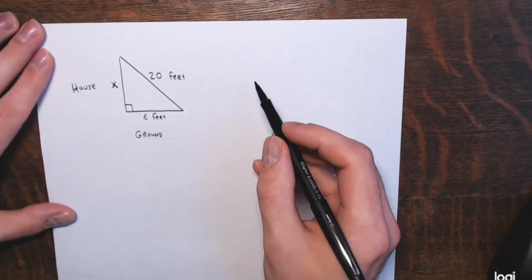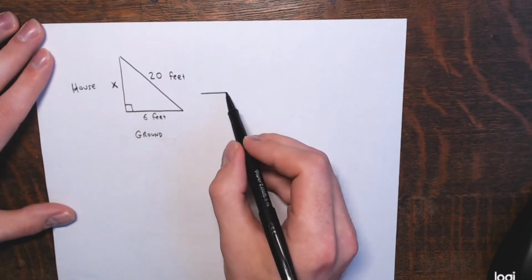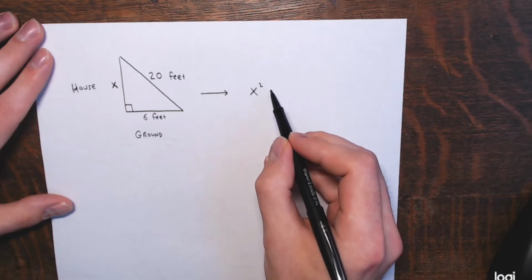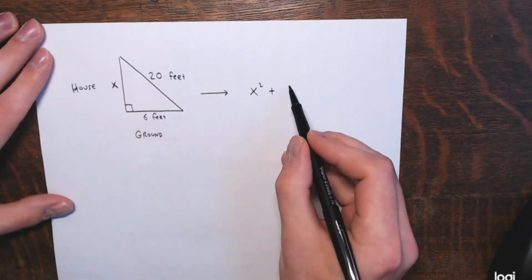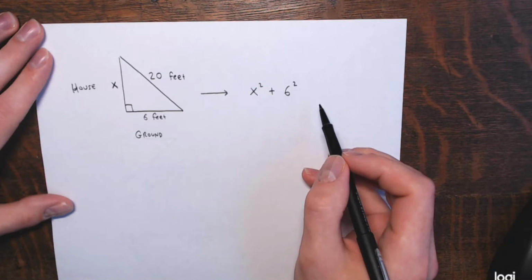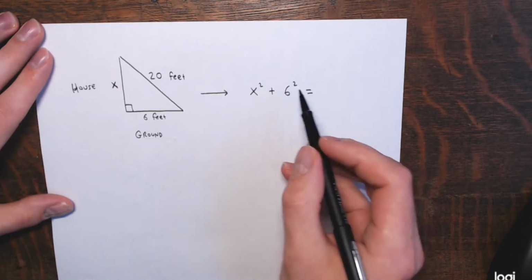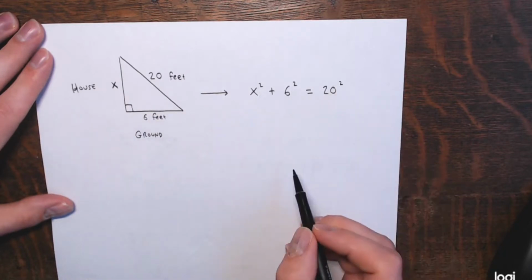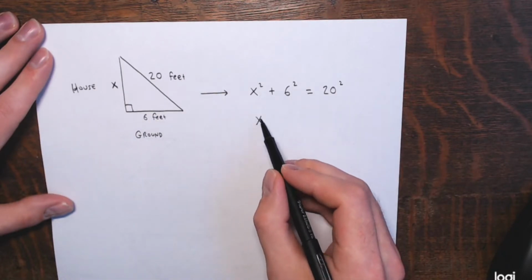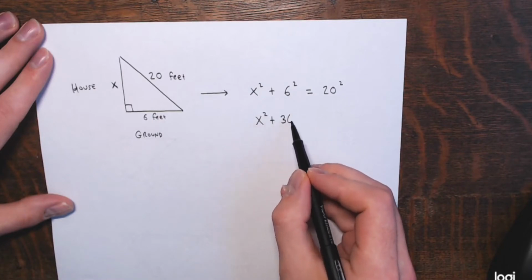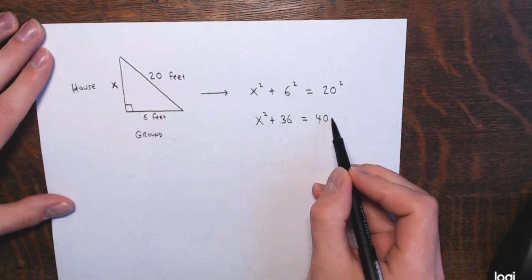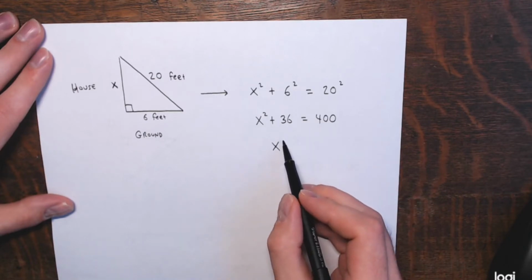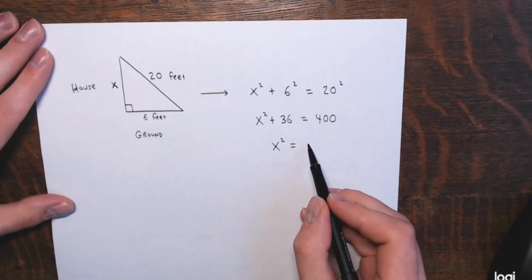So this is a right triangle, right? So by the Pythagorean theorem, x squared, one leg squared plus the other leg squared, x squared plus 6 squared equals, and then the hypotenuse, which would be the length of the ladder, 20 squared. So x squared plus 36 equals 400. Then I subtract 36 from both sides. x squared equals 364.